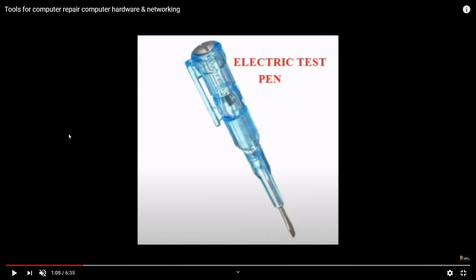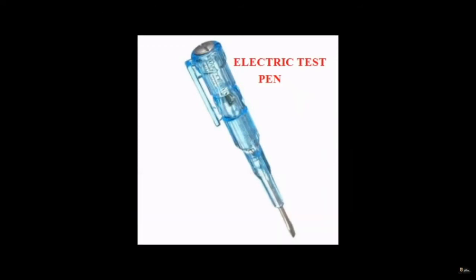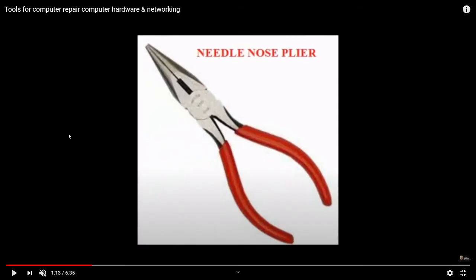Electric test pen. A test light, test lamp, voltage tester, or mains tester is a piece of electronic test equipment used to determine the presence of electricity. Needle nose pliers are both cutting and holding pliers used by jewelry designers, electricians, network engineers, and others.